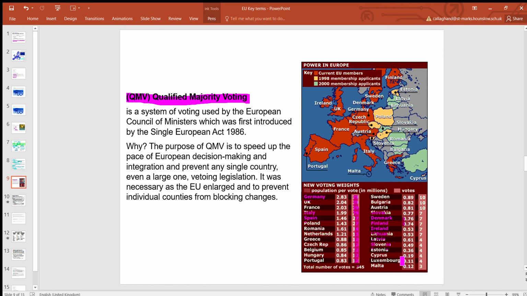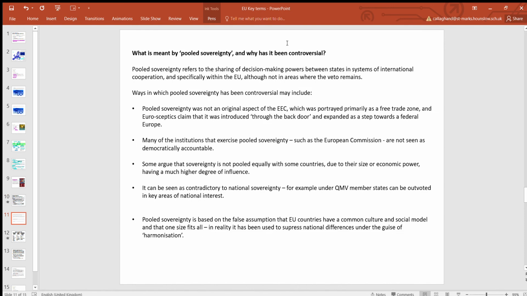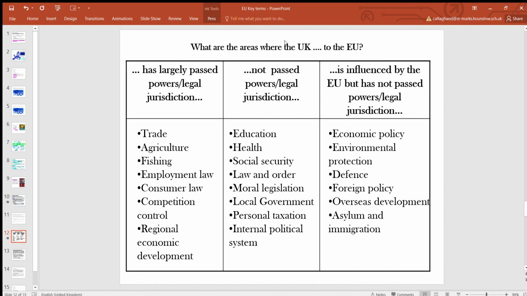There are still some areas where countries can exercise a veto, but more and more policy decisions are decided by this idea of qualified majority voting, which again diluted countries' sovereignty because there were areas they no longer had the veto on. So QMV was a significant development in the EU. Pooled sovereignty, we've mentioned already in the previous video, the combination of national sovereignties to enhance their power and influence, and we looked at why it was a particularly controversial topic.